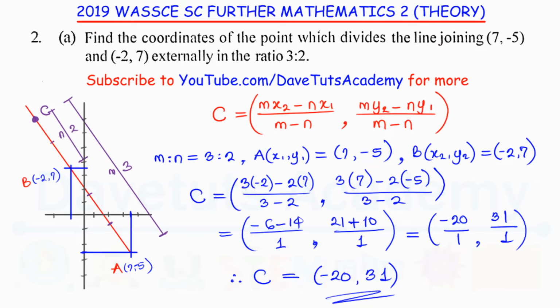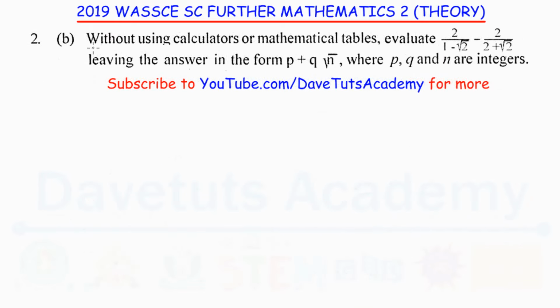All right. In this question on Surds, we are told that without using calculators or mathematical tables, we are to evaluate 2 over 1 minus root 2 minus 2 over 2 plus root 2, and we are to leave the answer in the form p plus q root n, where p, q, and n are integers. So we are going to be doing that, and the very first thing we can do looking at this expression is that we can find the LCM, which is going to be, in this case, the product of the two denominators that we have there.